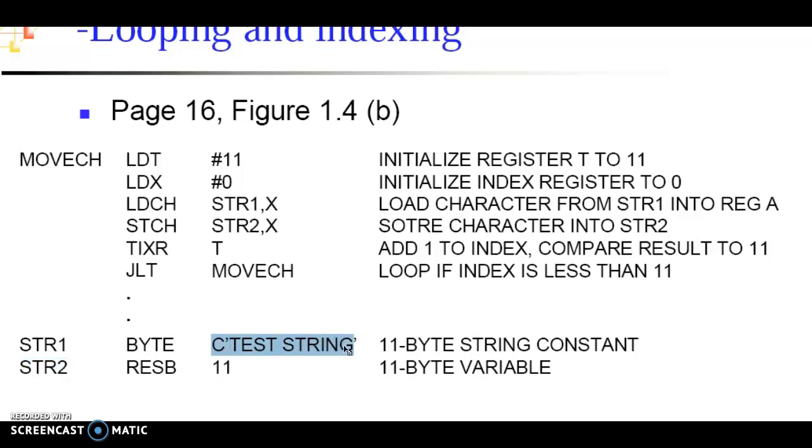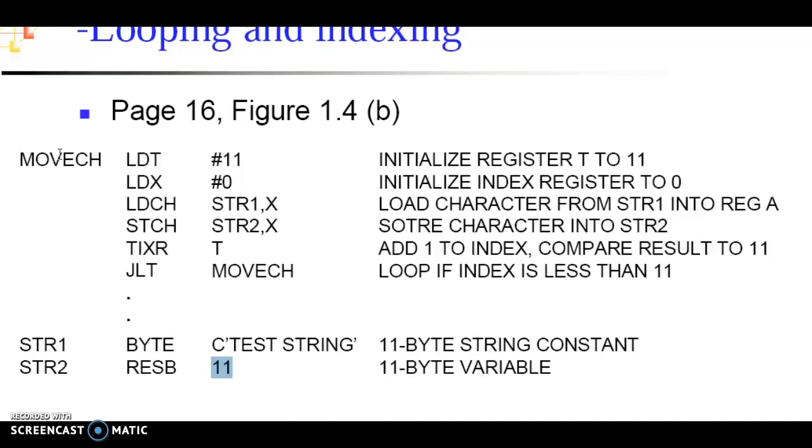We are initializing str1 with a string, some string name, and that string you need to copy to str2. So str1 is initialized as an 11 byte constant, because the length of the string is 11. Since we are copying the same string to the target variable, we have to reserve that variable memory location with 11 bytes. Okay. So this is the declaration part, and then moving to the program.